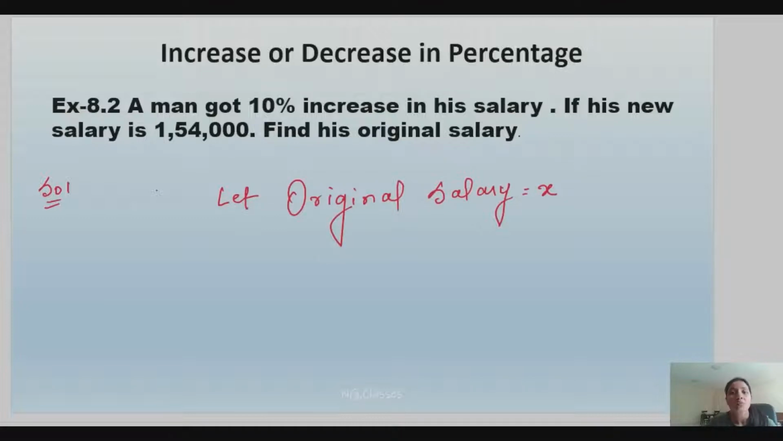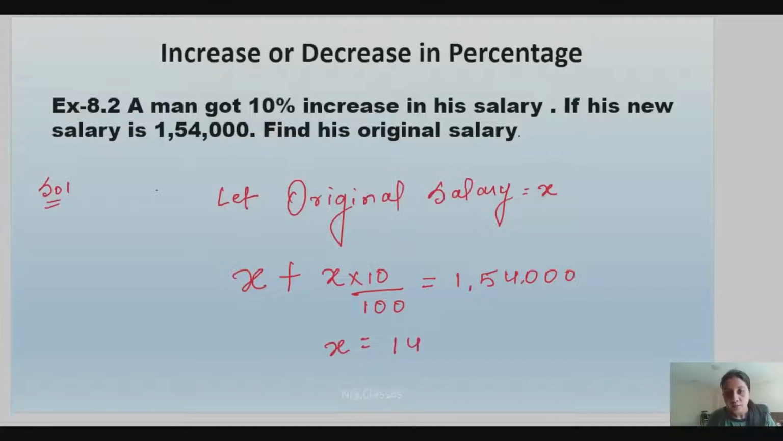Now our original salary increased by 10%. So original is there and then it got increased by 10% of itself. This is what is mentioned in the question. Now this equals the new salary, that is 1,54,000. And now from here we need to find the value of X. It means the original salary. So we'll get the value of X here equals 1,40,000. And this is the original salary.